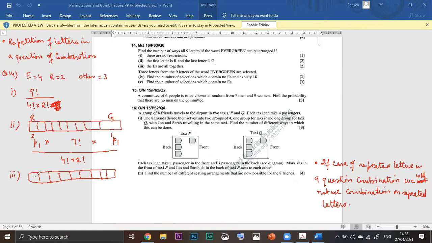Now we will put 4 r's together. That is this one. Now the total boxes are 1, 2, 3, 4, 5, 6. 6 factorial, into r's can be arranged in 4 factorial ways, divided by 4 factorial into 2 factorial. Josefa, any question?